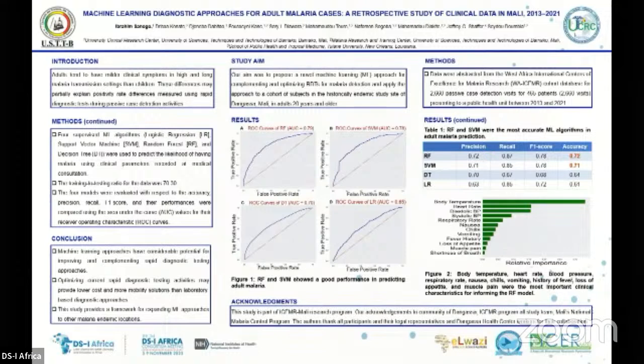I want to conclude that the machine learning approach has considerable potential for improving and complementing rapid diagnostic testing. However, optimizing current rapid diagnostic testing may provide a lower cost, more mobile solution than laboratory-based diagnostic approaches. In the future, we would like to use this result for expanding the machine learning approach to other malaria endemic locations.